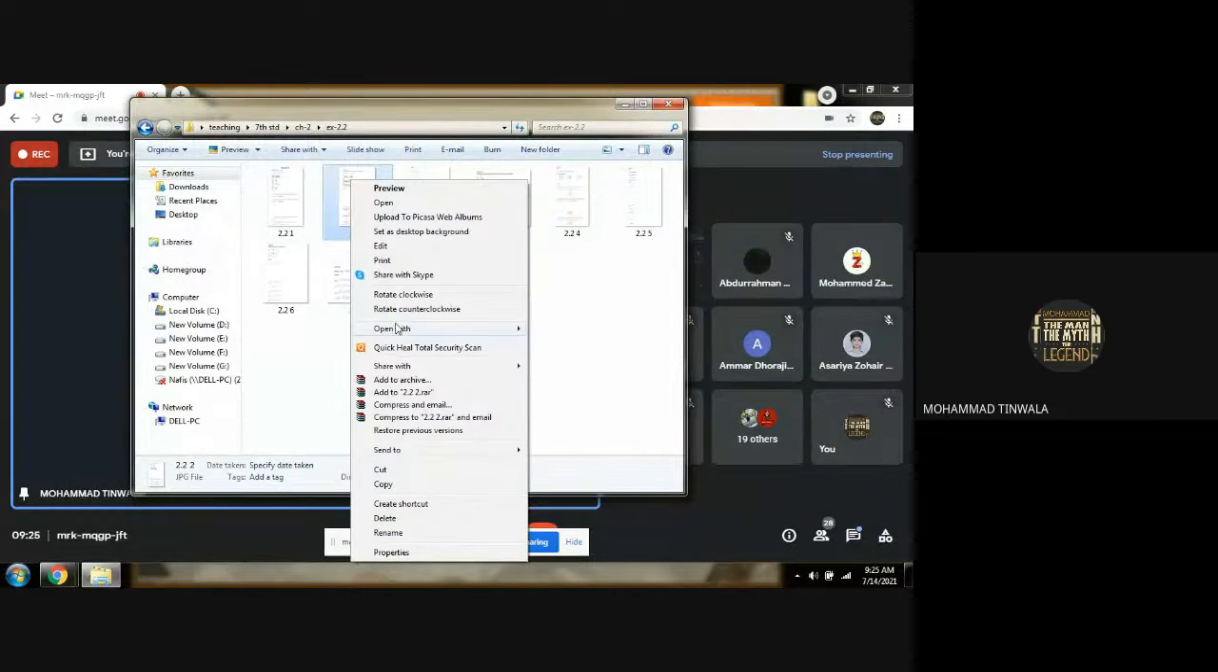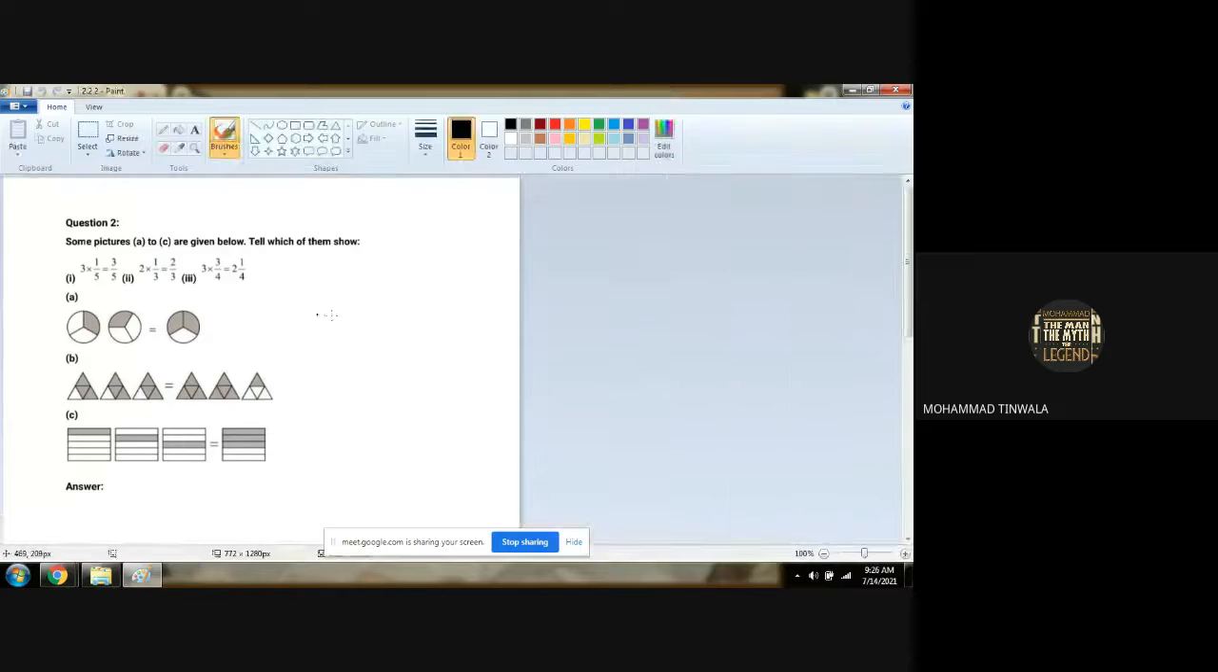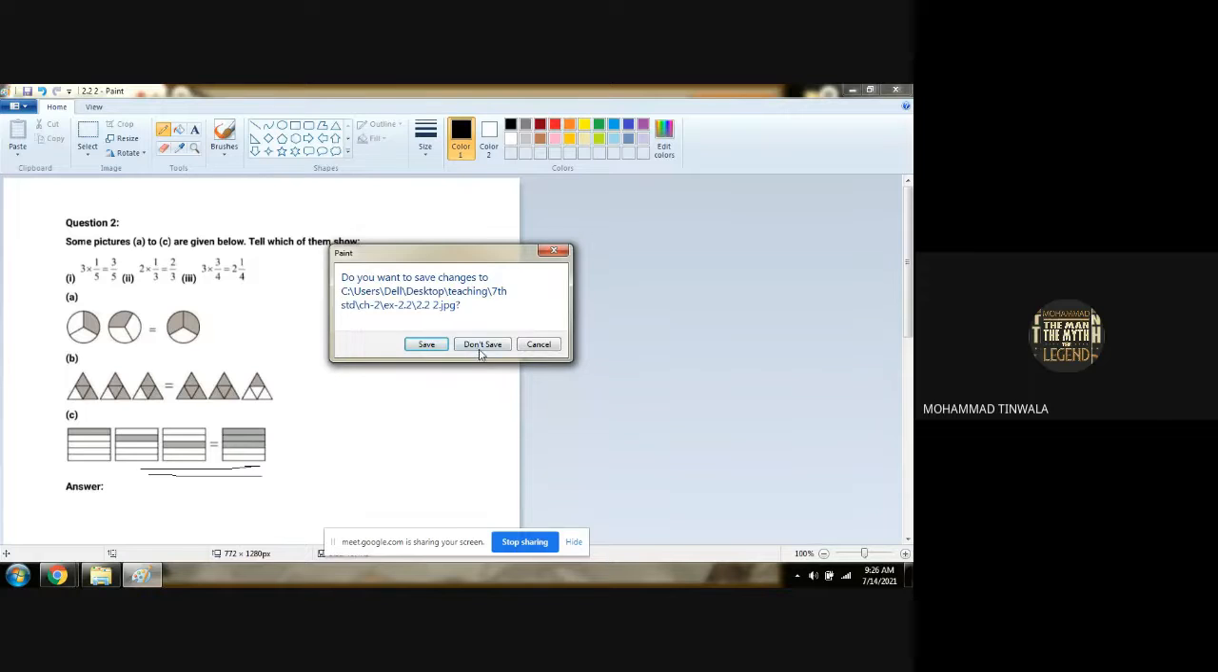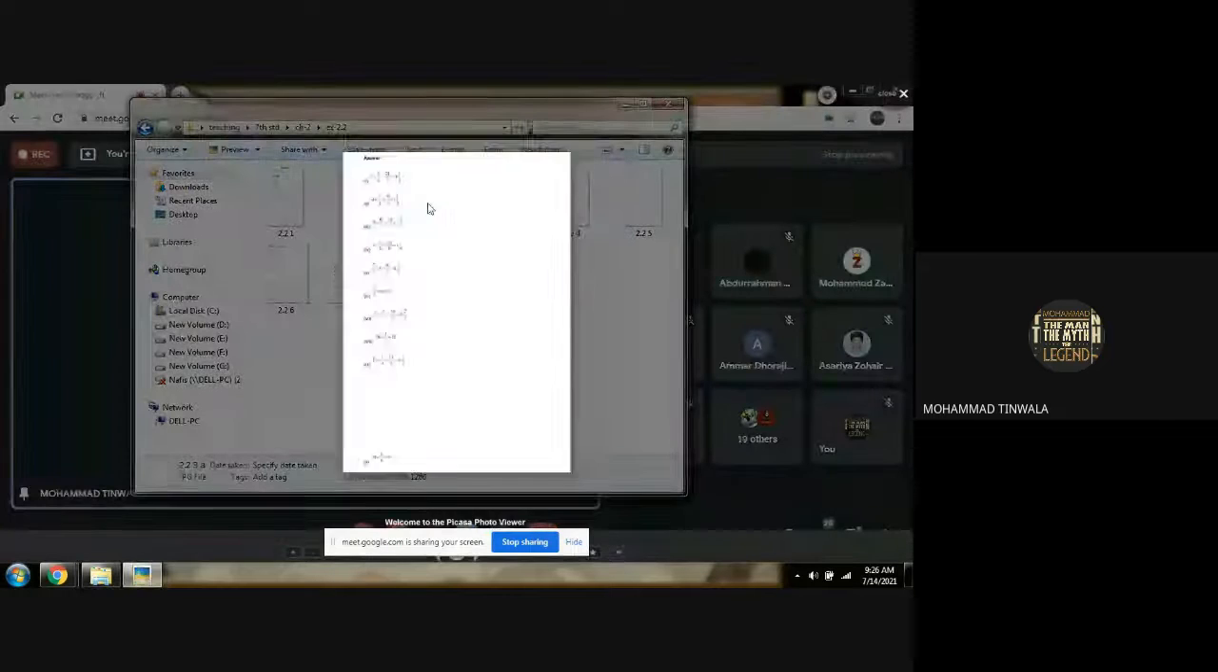Question number 2. Same thing to be done by your own. I'm not going to do this. Same thing, 3 into 1 upon 5, which gives us 3 upon 5. You already know this. This is sum number 1. You have to do it on your own. Question number 3.